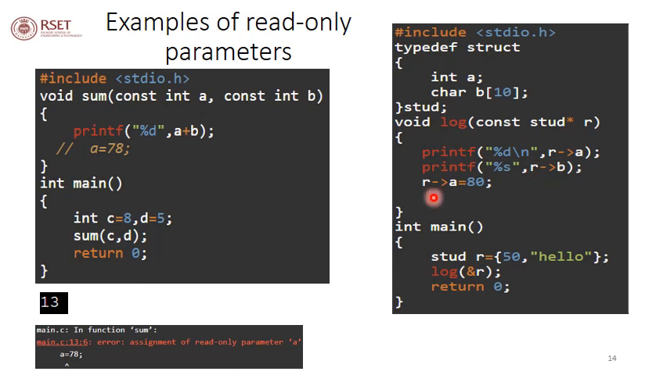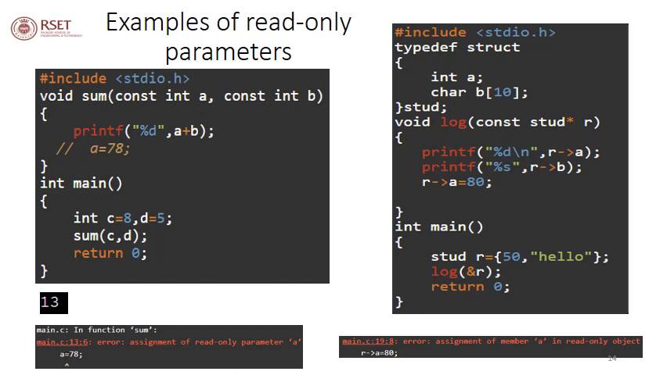However, if I do this line, R of A is equal to 80, I am essentially trying to modify the value within A. Now this is not possible because here R is a read-only parameter. Therefore, I'll immediately get an error, assignment of member A in read-only object. So these are examples for passing read-only parameters by value and by reference.